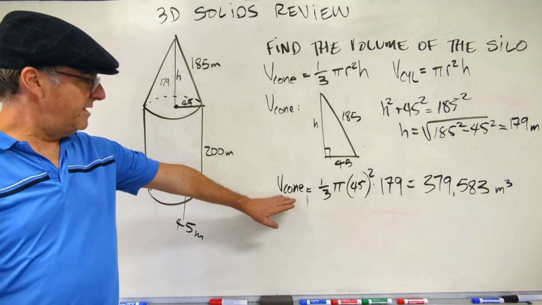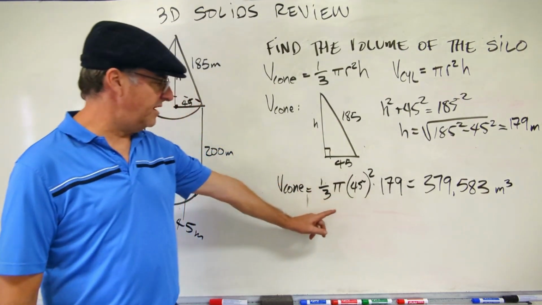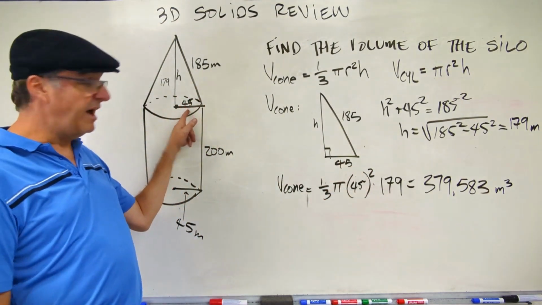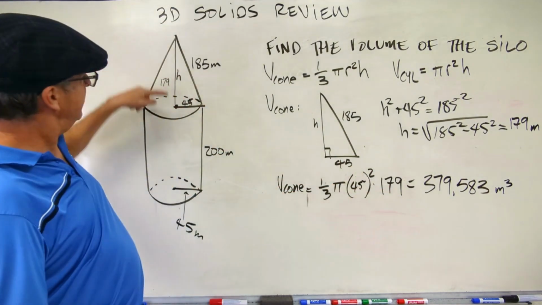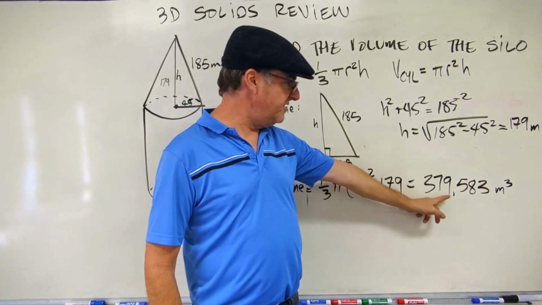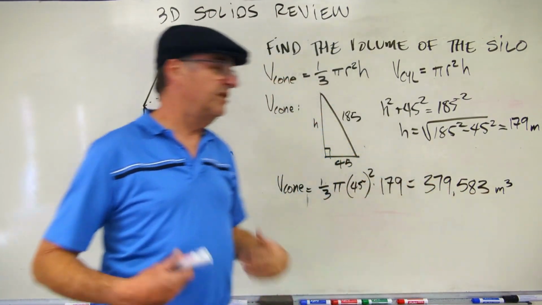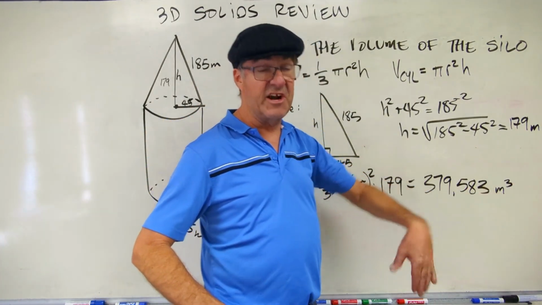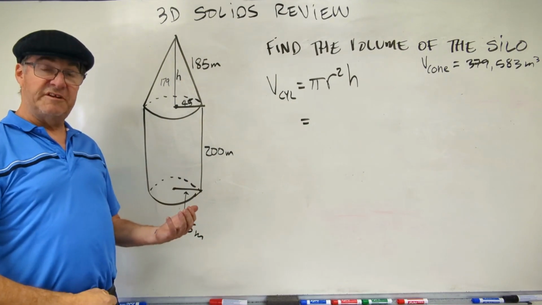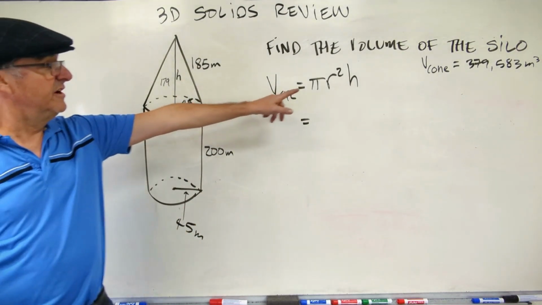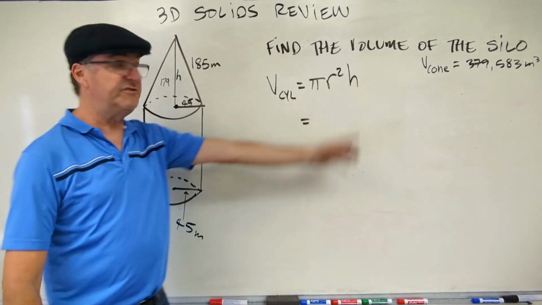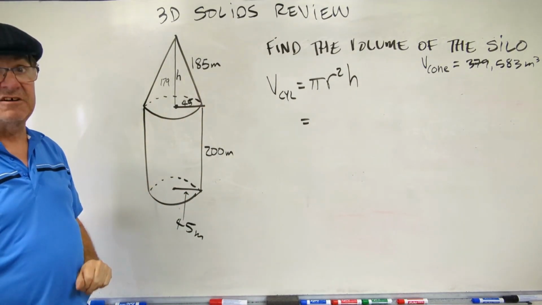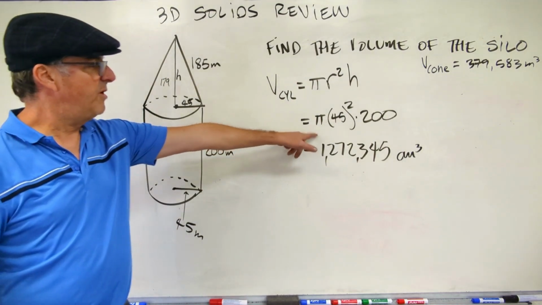All right, so my volume of my cone, I did my plug-in step there. 1/3 times pi times the radius squared. There's my radius, 45, times my height, which is 179. And I get 379,583 meters cubed. Now I'm keeping all my digits here because I'm going to go to 3 sig figs at the very end of this calc. All right, real quick now, let's calculate the volume of the cylinder. Here's my formula, pi r squared h. You've got all your information on the diagram. Go ahead and put in the information and do the calc. Okay, so here's my plug-in step, pi r squared.